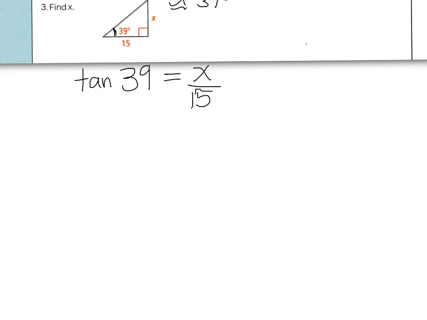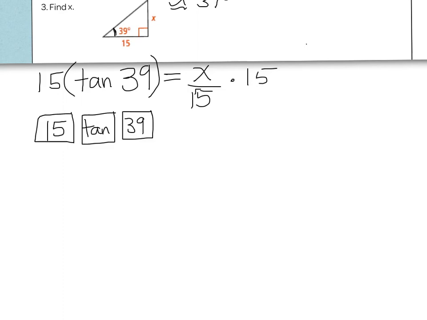How do we go about solving this now? Well, we do what we normally do. We want to get x all by itself. Multiply both sides by 15. I'm going to put this part in parentheses, and here you use a graphing calculator again. You'd type in 15 times the tangent of 39, and hit enter, and you'd get roughly about 54.21. Which would clearly be the length of that side, x, what we're looking for.